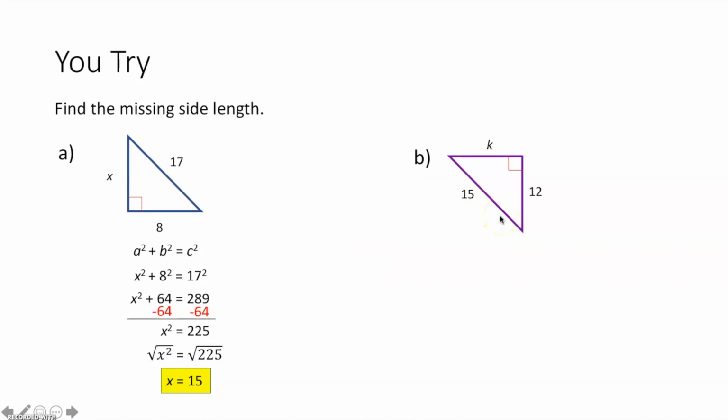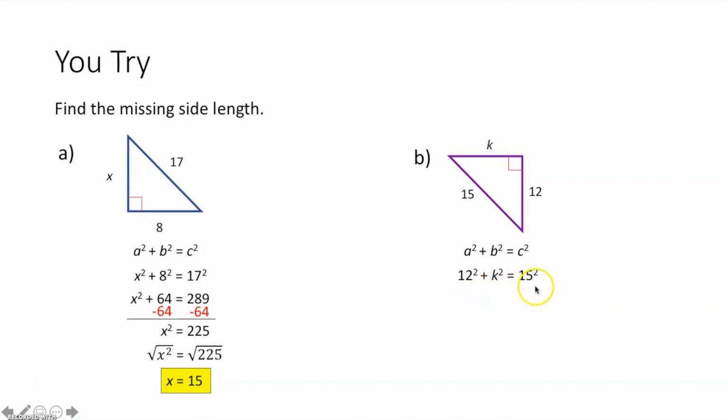On this side, again, right triangle, finding a missing side length. We use the Pythagorean theorem. The hypotenuse, the side opposite the 90-degree angle, goes in for our c value. That's the biggest side, so 15 goes in for c. And then again, k and 12, it doesn't matter which one goes in where. We just plug in 12 for our a value, k for our b value.